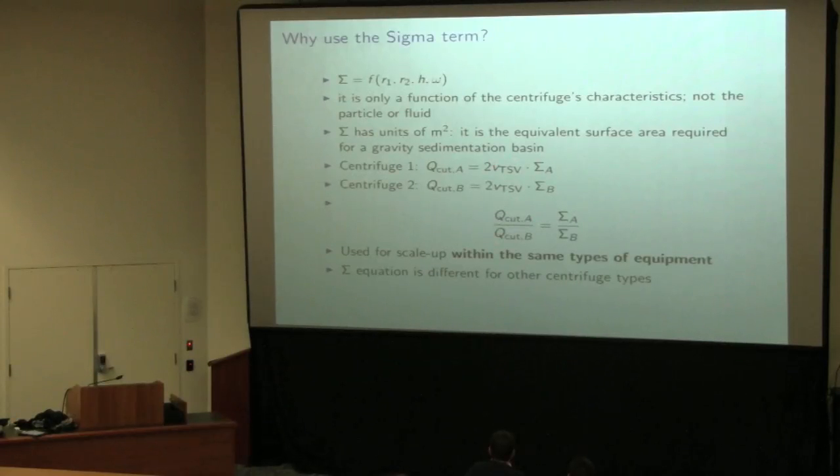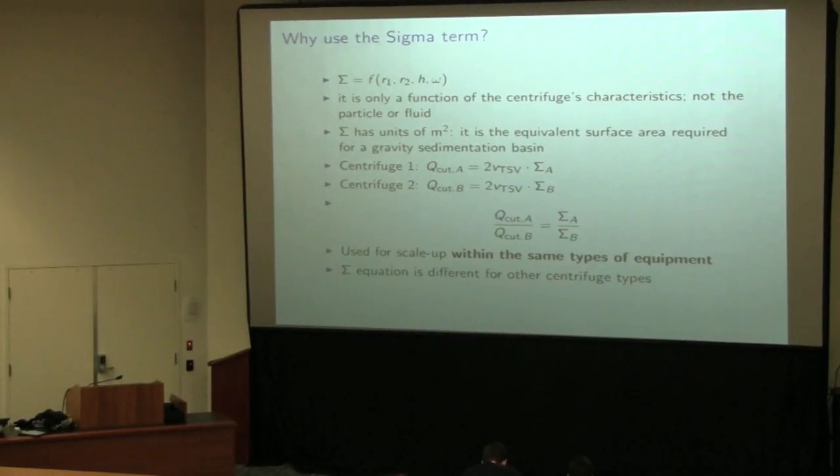The terminal settling velocity is the same in both situations. I'm processing the same fluid in both units. So the ratio of those, once I know the flow rate in my lab scale unit and the sigma value for my lab scale unit, I say, well, for a given industrial size unit, which I need to design for a certain volumetric flow rate, what needs to be its sigma? And once I have sigma, I can then go find settings of R1, R2, omega, and H that meet that sigma requirement. Now, the key point here is that sigma is only scalable within the same type of equipment.